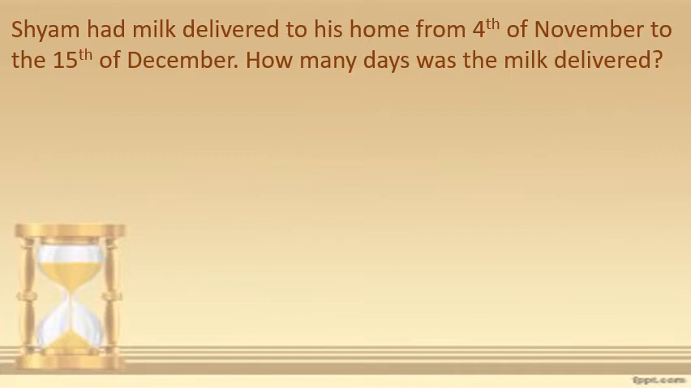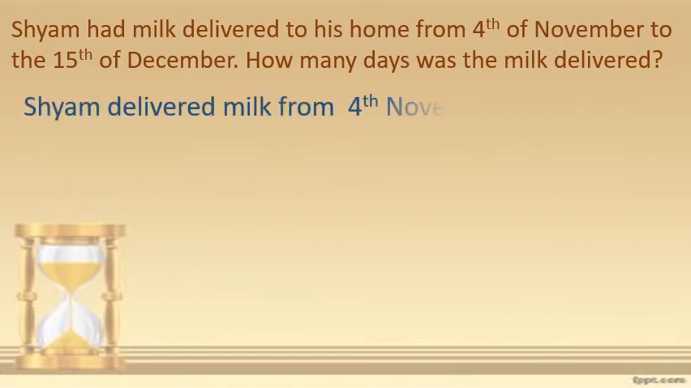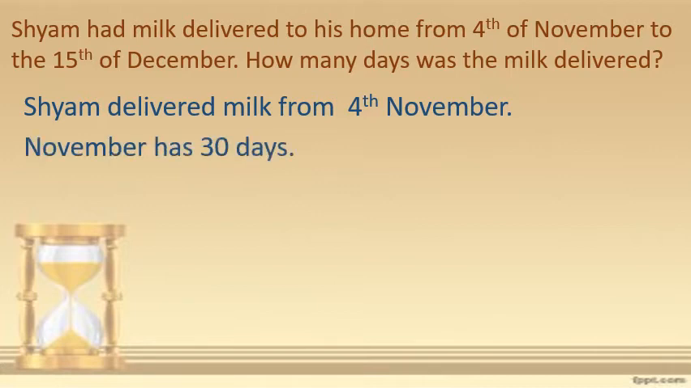Okay, now we will write here. Sham delivered milk from 4th of November. Means he started milk delivery from 4th of November. Correct? Now November has 30 days, you know that. So we will minus 3 days from the November. That is 30 minus 3 is equal to 27.